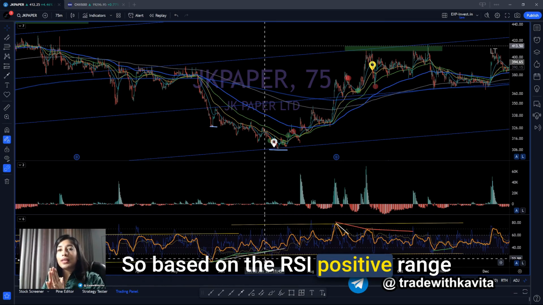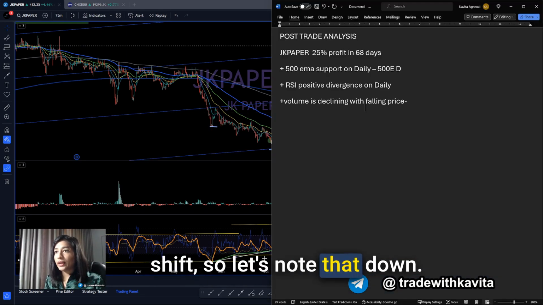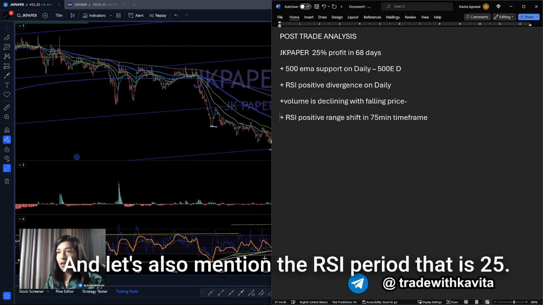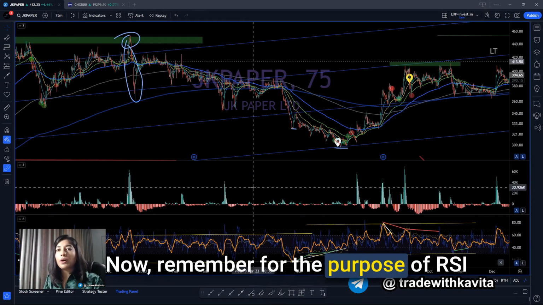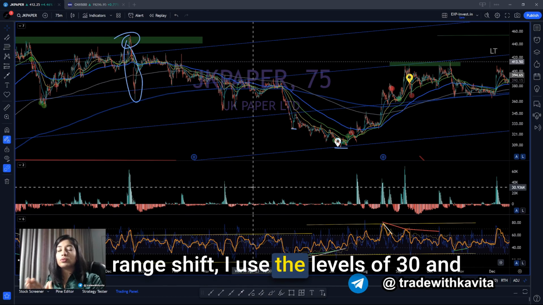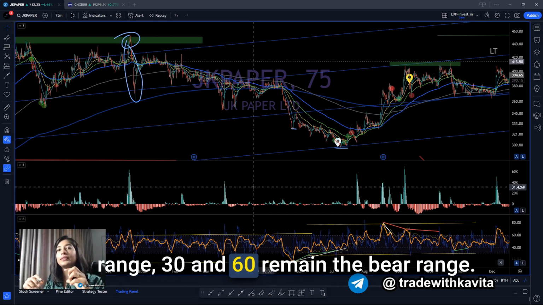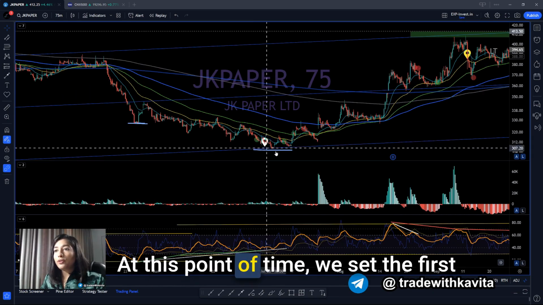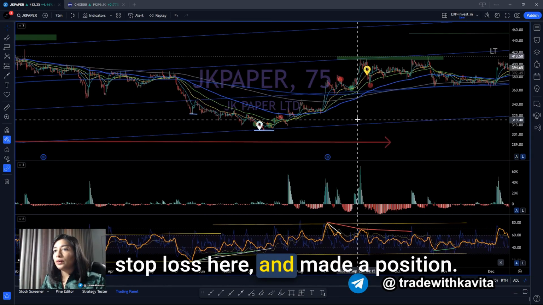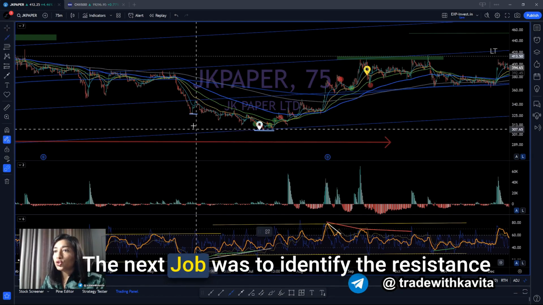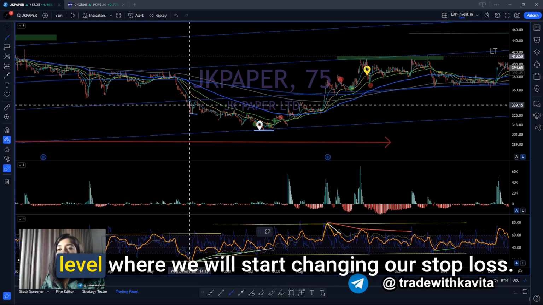So based on the RSI positive range shift, let's note that down: RSI positive range shift in 75-minute frame. And let's also mention the RSI period, that is 25. Now remember, for the purpose of RSI range shift, I use the levels of 30 and 60, where 40 and 70 become the bull range, 30 and 60 remain the bear range. At this point of time, we set the first stop loss here and made a position. The next job was to identify the resistance level where we will start changing our stop loss.